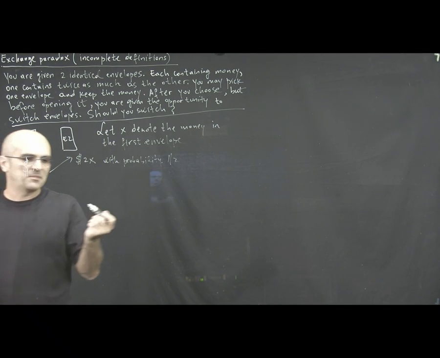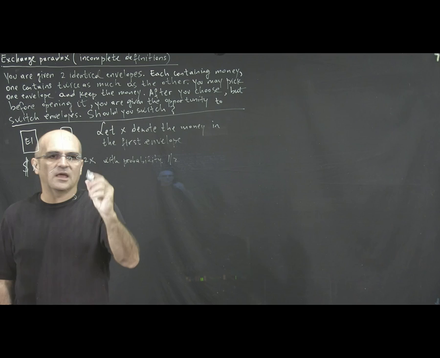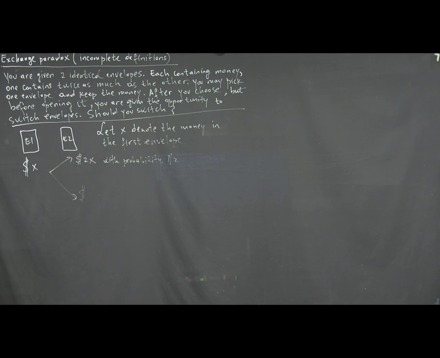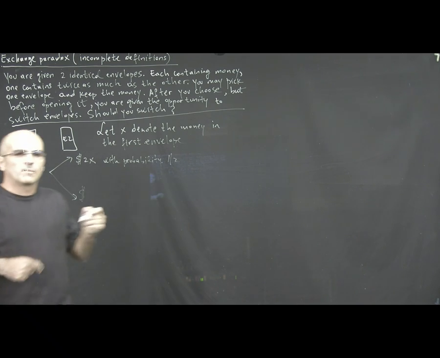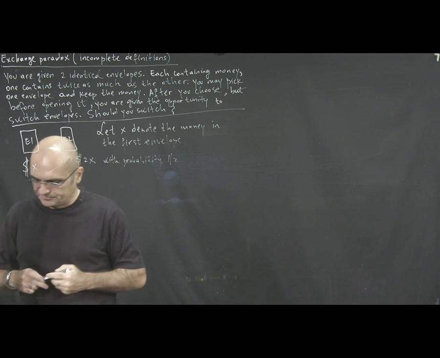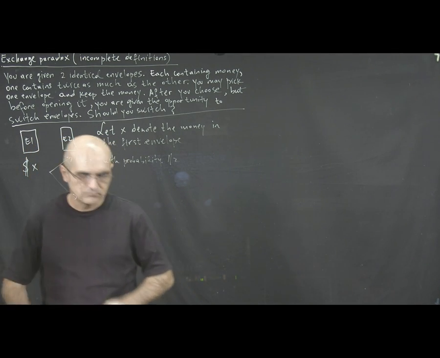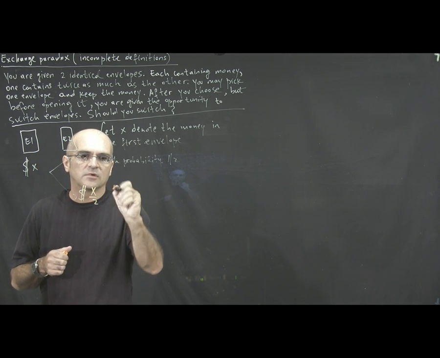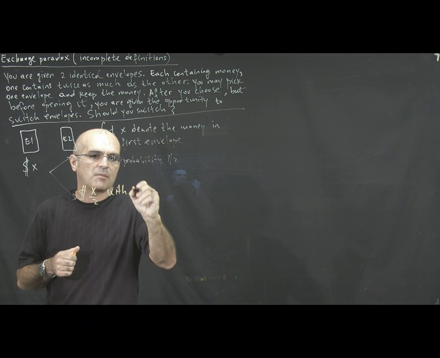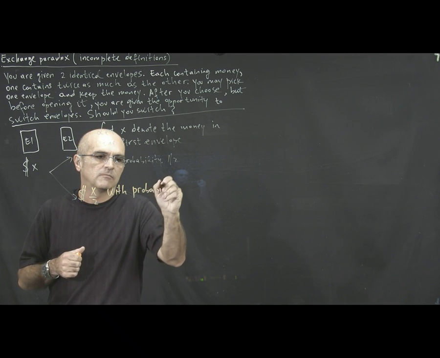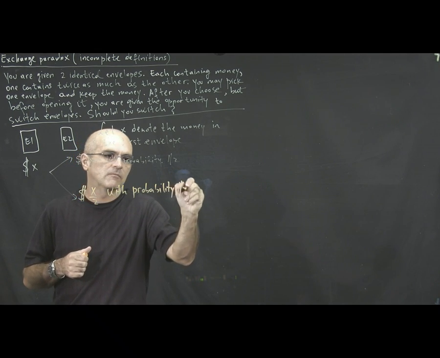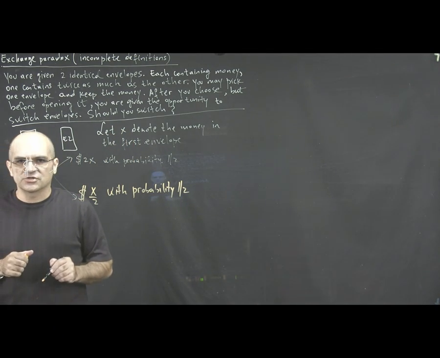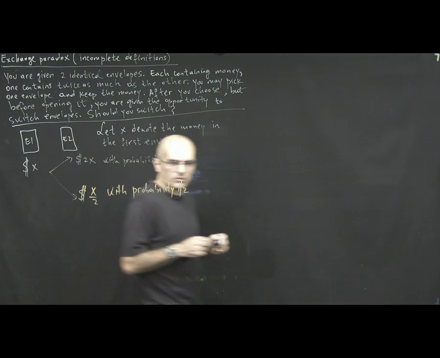and in the other one, you could have half the amount of money. So X over 2 with probability 1 over 2. Again, all right? So either you get twice as much or half the amount with equal probability.